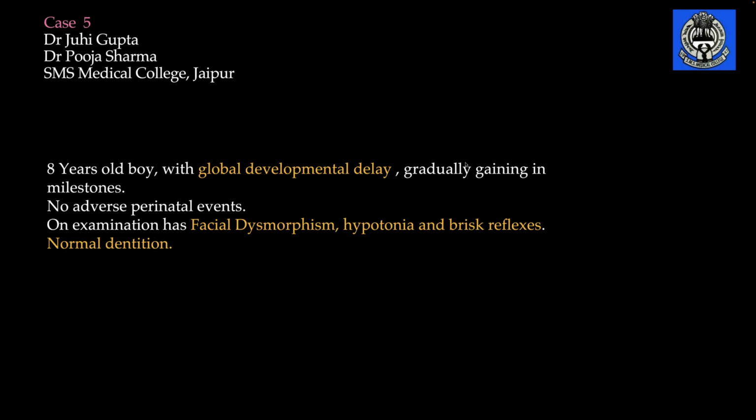On examination, the head size was 49 centimeters, which is -2 to -3 standard deviation. There are coarse facial features, broad nasal bridge, thick lip, periorbital puffiness, so he has a dysmorphism. The tone is a little low with brisk reflexes, so it looks like central hypotonia with some amount of gait ataxia, although other cerebellar signs were not there.